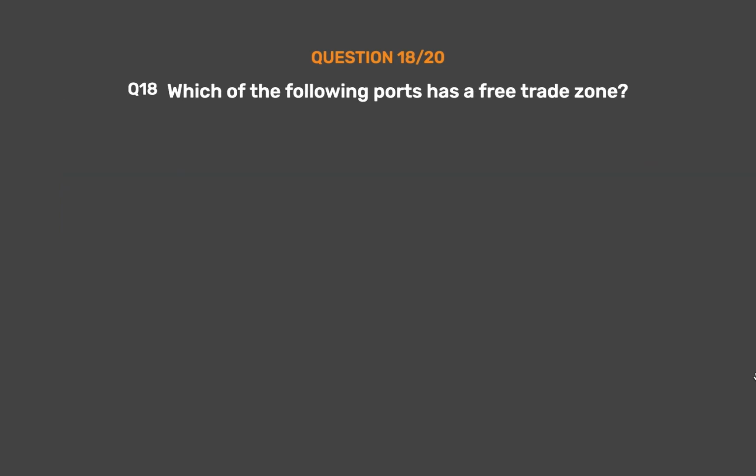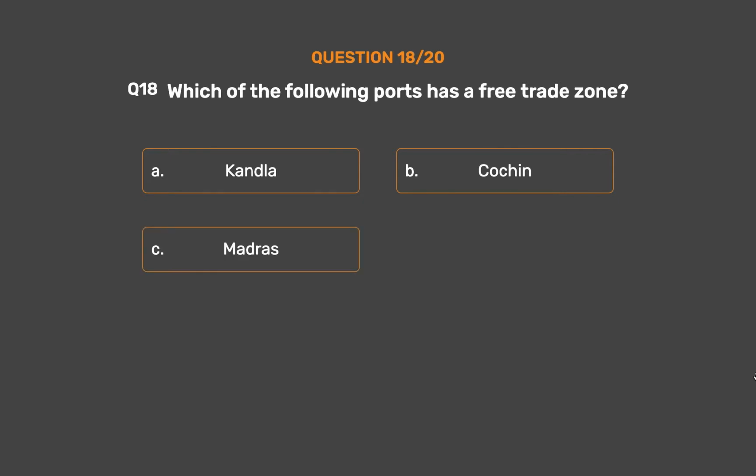Question number 18. Which of the following ports has a free trade zone? Option A. Kandla. Option B. Cochin. Option C. Madras. Option D. Tuticorin.